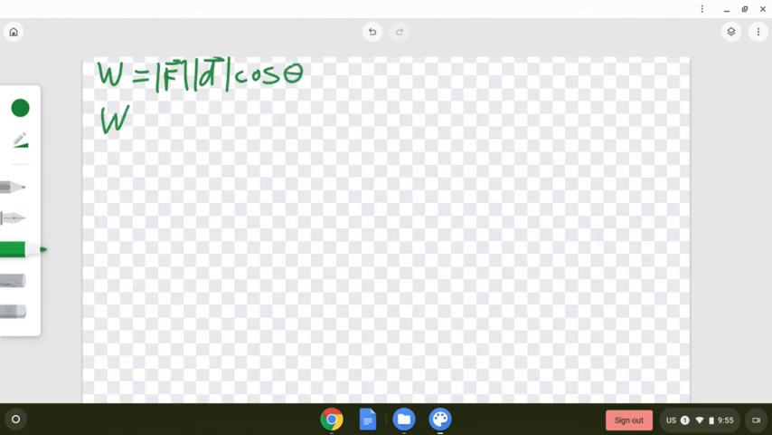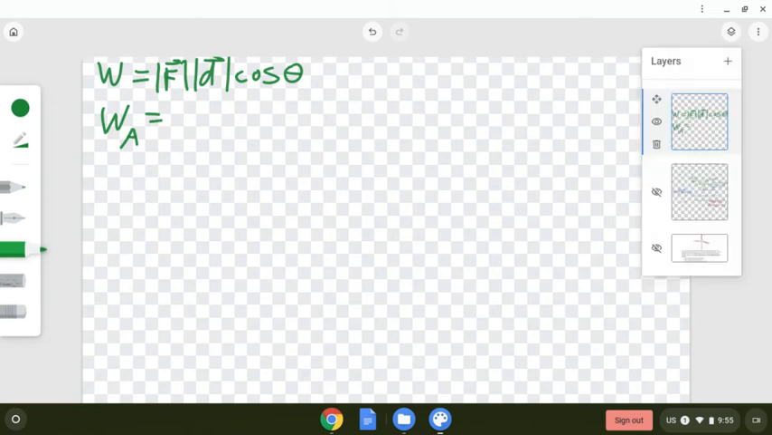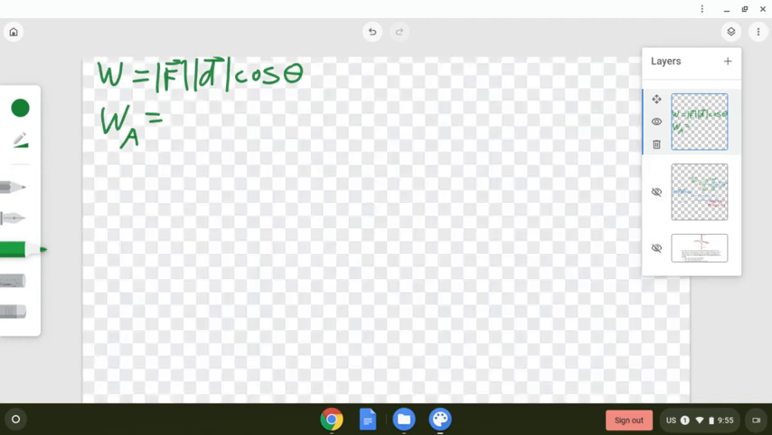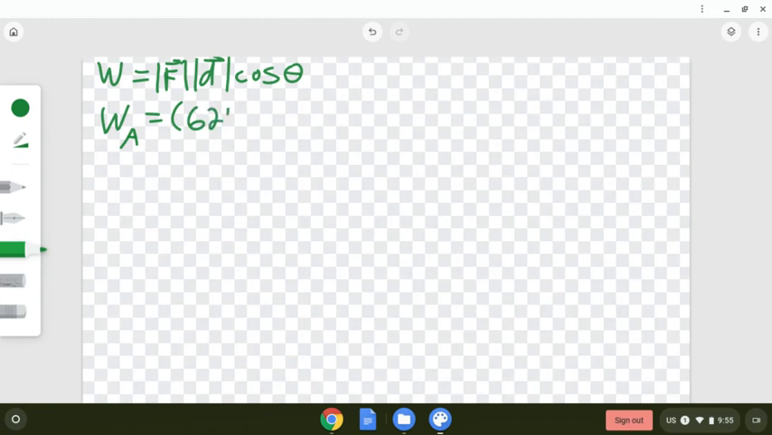So that means the work done by Alice is going to be the magnitude of Alice's force, which if I go back here, is 625 newtons, times the displacement, which is 3.25 meters, times the cosine of the angle. And again, the angle between Alice's force and the displacement is negative 15 degrees. So we have force, 625 newtons.